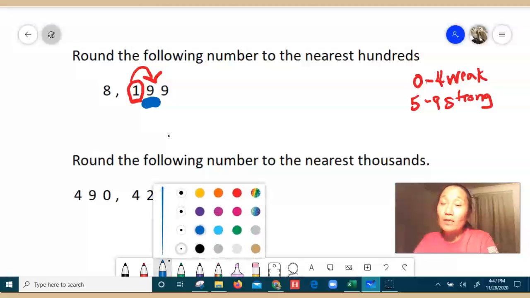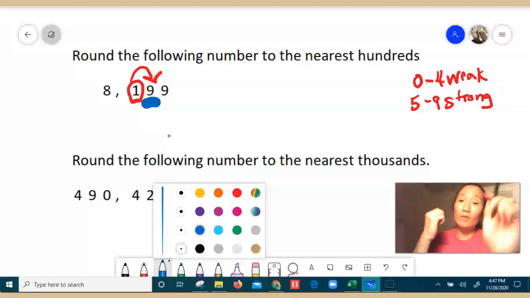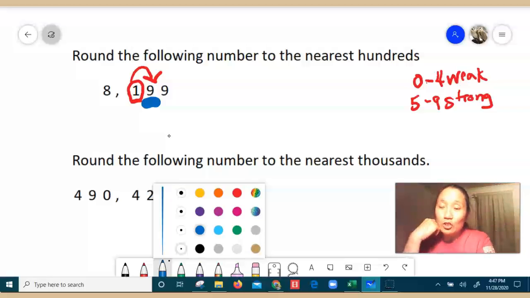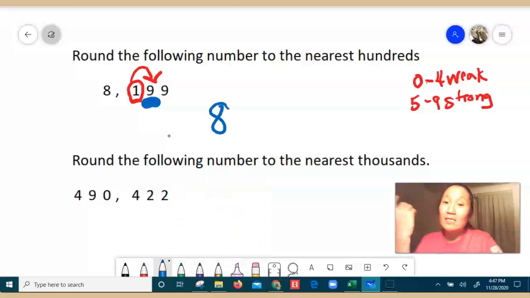So it'll make the 1 become a 2. 8 doesn't change. 8 stays the same because he's not asking for help. He's just hanging out there. 1 is asking for help, and 9 says, I can help you. I'm strong. I'll make you 2. So 1 becomes the 2.